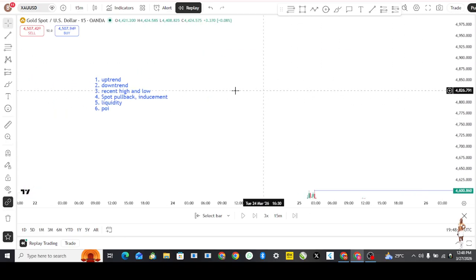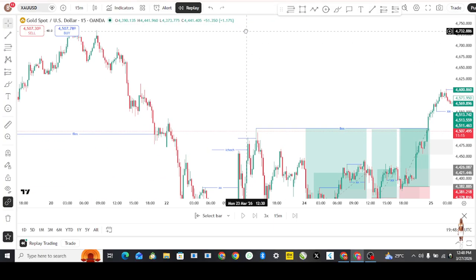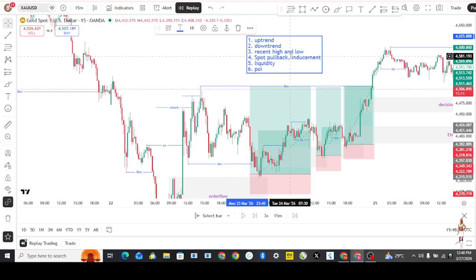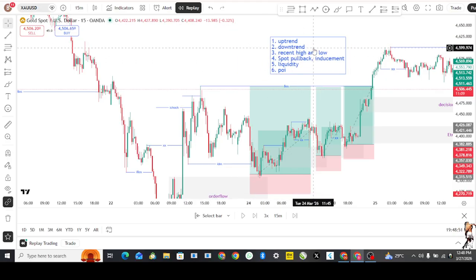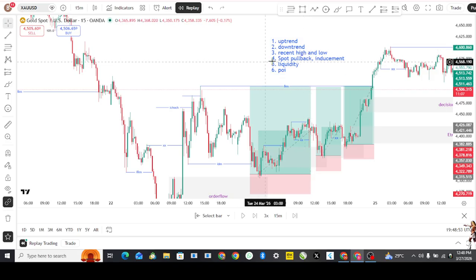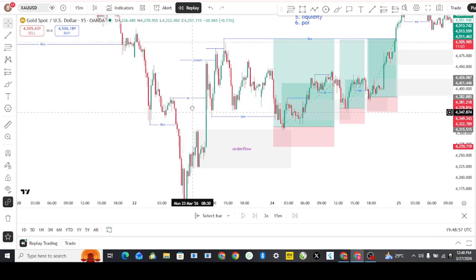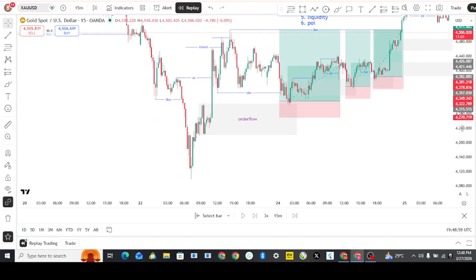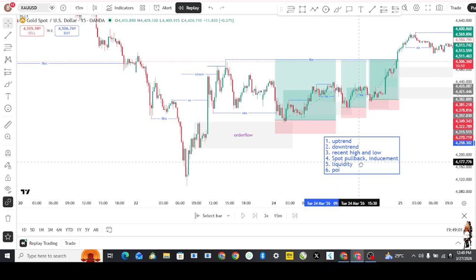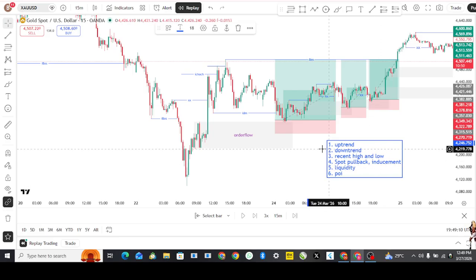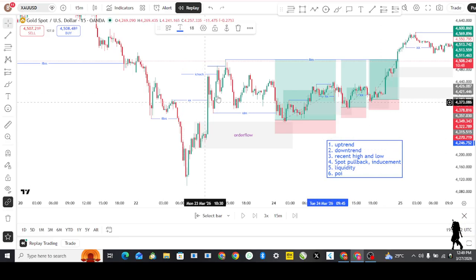Now, what did I mention here? You need to identify if the market is going uptrend or downtrend. Then identify the recent high. This is our recent high here. Then where is our recent low? This is our recent low here. This is our recent high, and this is our recent low. Then spot the pullback, which is the inducement. Then where is our inducement now?